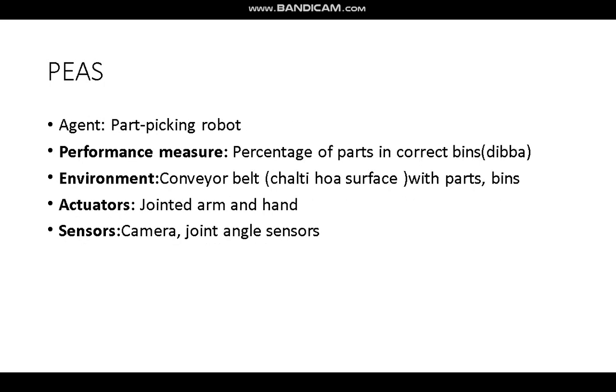PEAS. Agent: part-picking robot. Performance measure: percentage of parts in correct bins. Environment: conveyor belt with parts, bins. Actuators: jointed arm and hand. Sensors: camera, joint angle sensors.